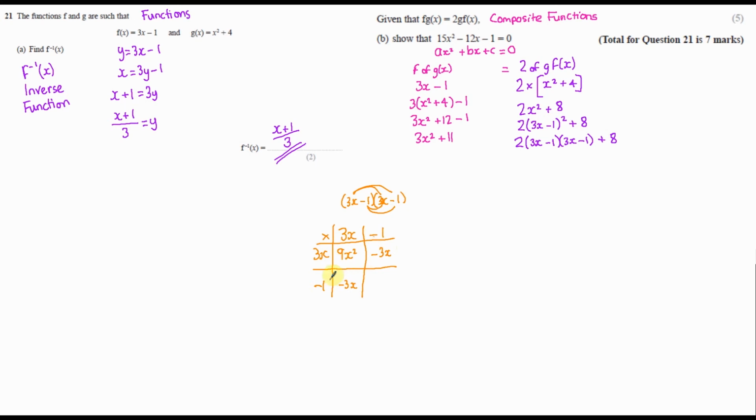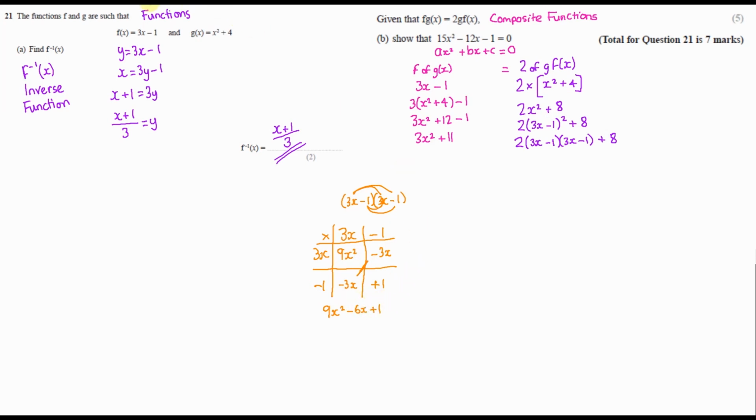Another common mistake here, minus 1 times minus 1 is plus 1. Don't forget, a negative times a negative gives you a positive. Okay. Common mistake here, minus 3 and minus 3, people think they cancel out, but they don't, because don't forget, minus 3 add minus 3 will give us minus 6. So when you simplify these, don't forget these two add together. So you get 9x squared minus 6x plus 1.